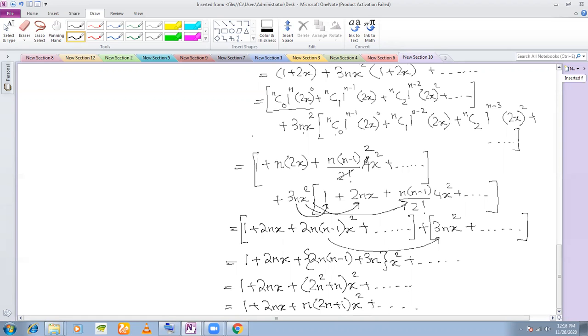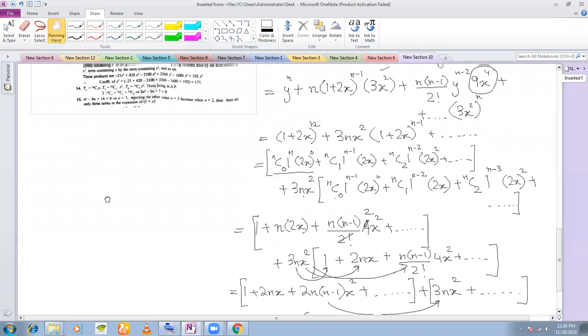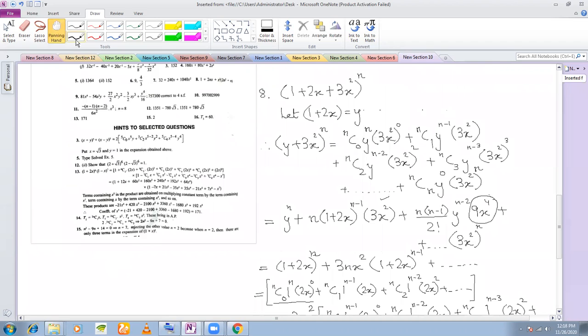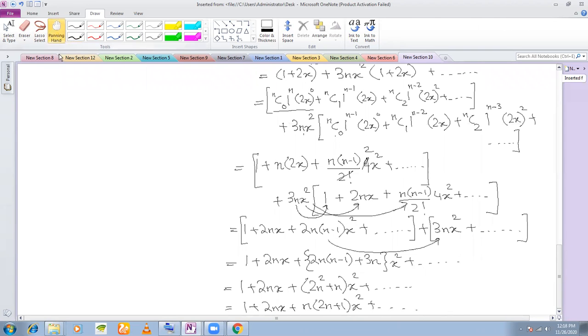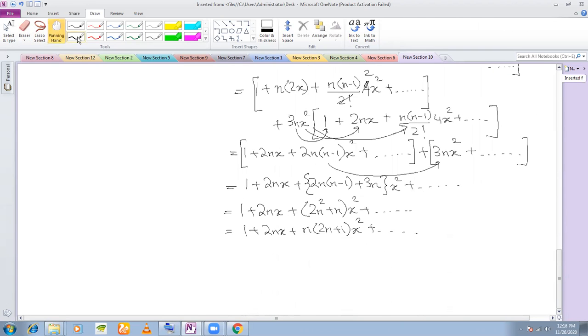That is your expansion of this binomial. This is the expansion of this binomial only up till the highest power, where the highest power of x is 2. The other higher powers I will not take, because in the question they asked only to write up to where the power of x is 2. Okay, so that is what this is.